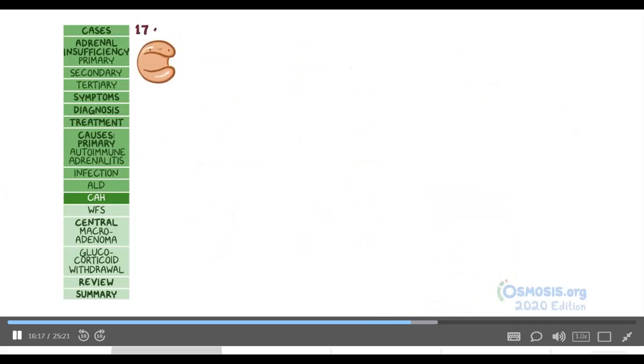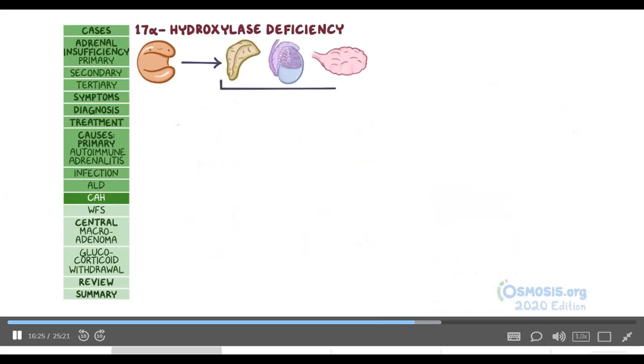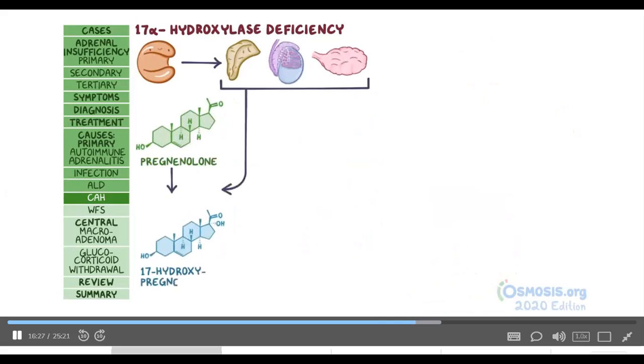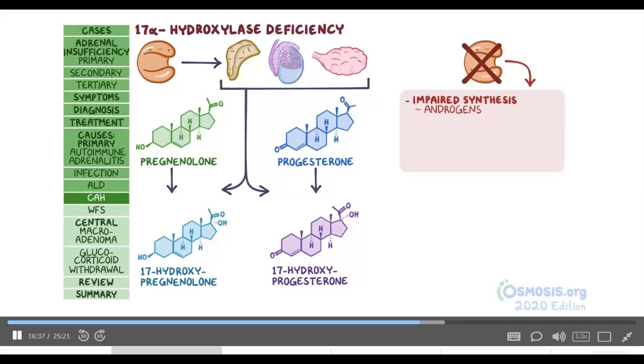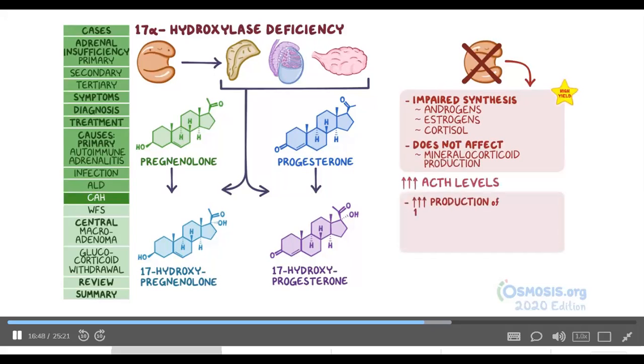And then there's 17-alpha-hydroxylase deficiency, which is very rare. The enzyme is active in both the adrenal gland and the gonads, where it converts pregnenolone to 17-hydroxypregnenolone and progesterone to 17-hydroxyprogesterone. This means 17-alpha-hydroxylase deficiency leads to impaired synthesis of androgens, estrogens, and cortisol, but does not affect mineralocorticoid production. On the contrary, high ACTH levels cause excessive production of 11-deoxycorticosterone and corticosterone, which are mineralocorticoids that cause hypertension.